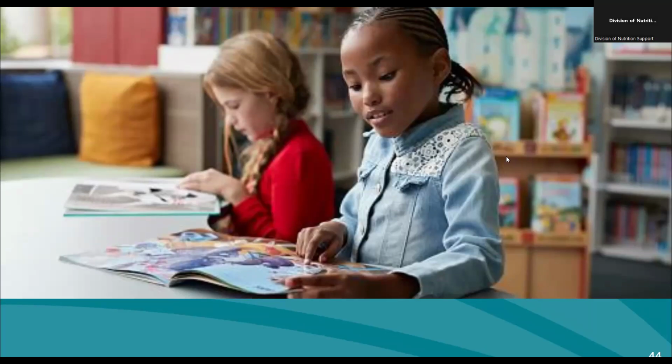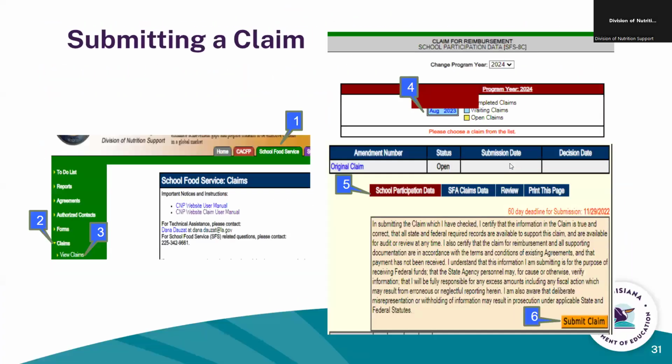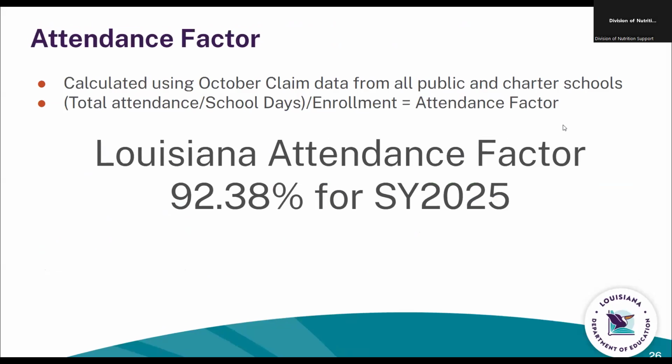What is the attendance factor? So the attendance factor for this year is 92.38%. And if you're trying to understand what the attendance factor is, the attendance factor is just on average the percentage of students who attended school during October of 2023.